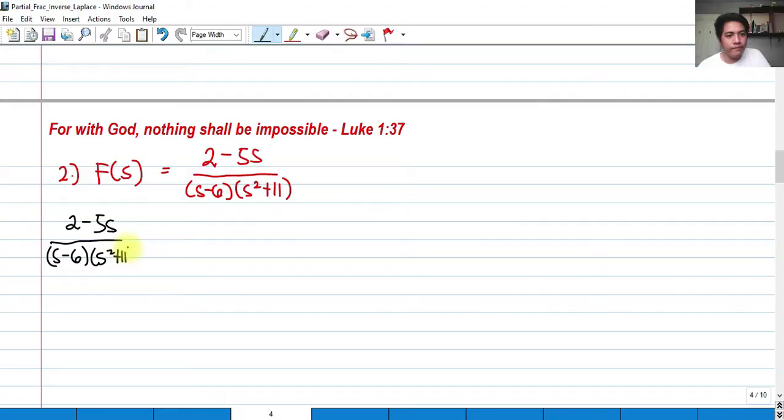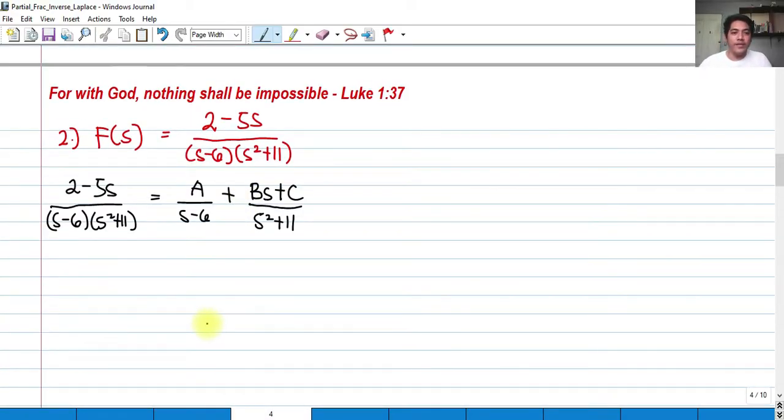by this form. So we have the first one, a distinct linear root, A over s minus 6. Plus, since this is a quadratic in the second degree, we have Bs plus C over s squared plus 11. If you may recall, this is Bx plus C in our algebra course. Since this is in the Laplace transform, the variable is now s. So how do we find the values A, B, and C? We will use another method. If we multiply this whole equation by s minus 6 multiplied by s squared plus 11, what will happen?